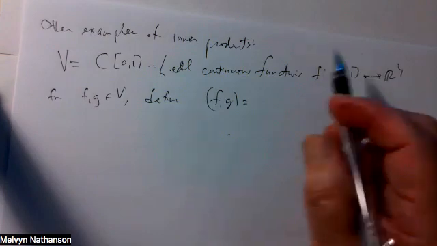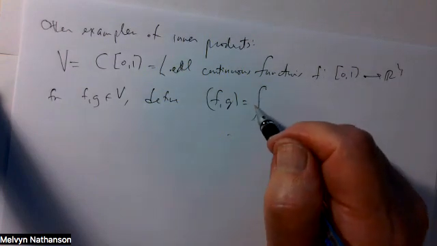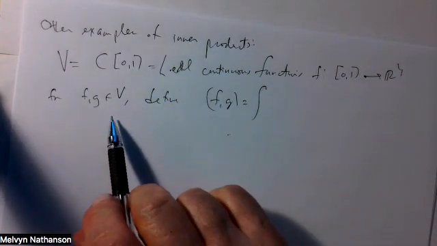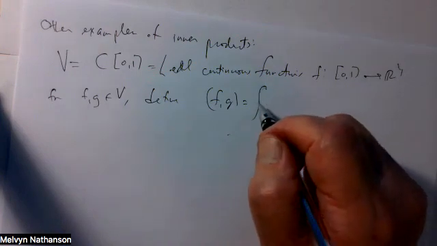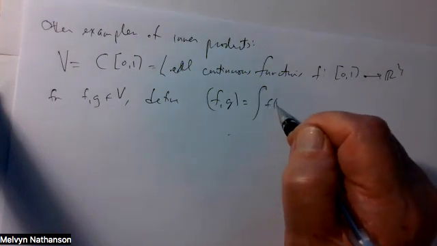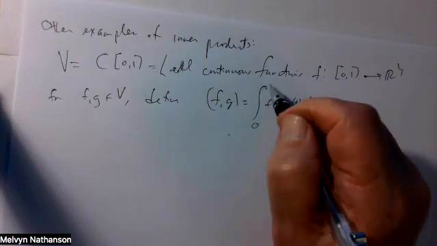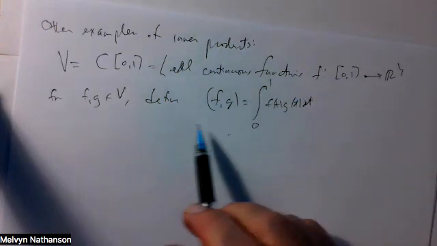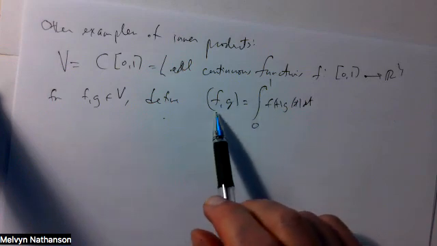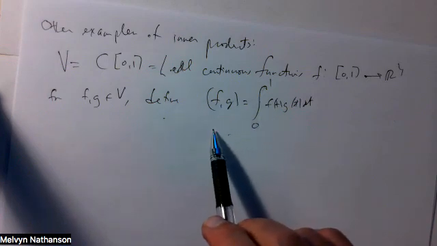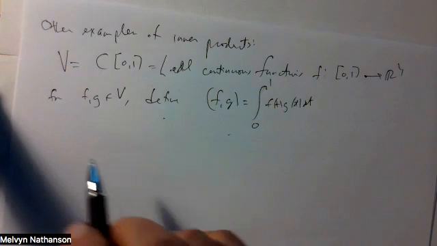if a function is continuous, you can integrate it. If you have two continuous functions, the product is continuous. So multiply f and g, f of t times g of t dt, integrated from 0 to 1. So this associates a real number to every pair of functions.